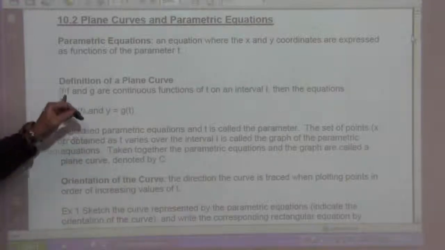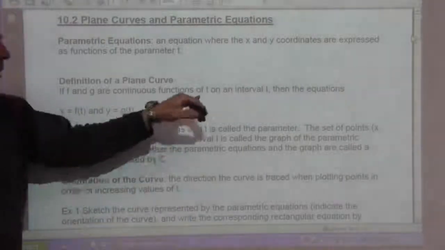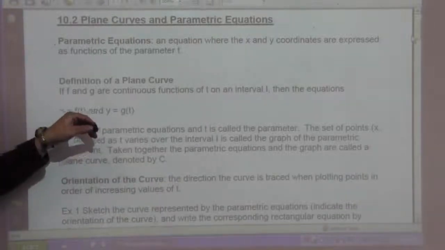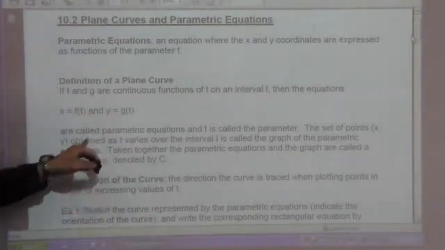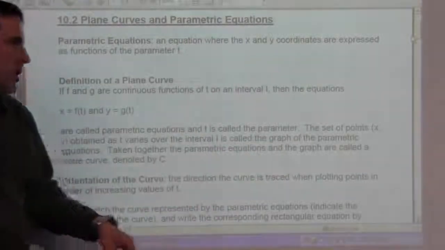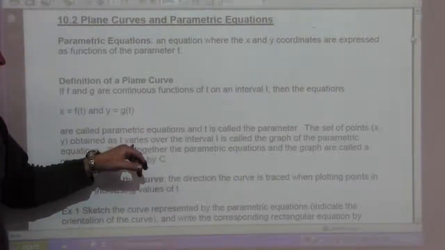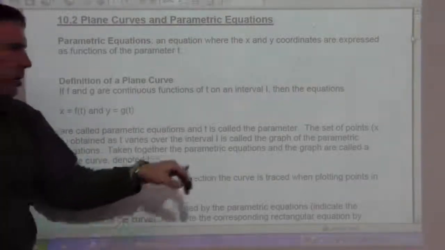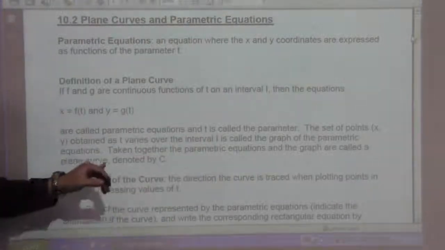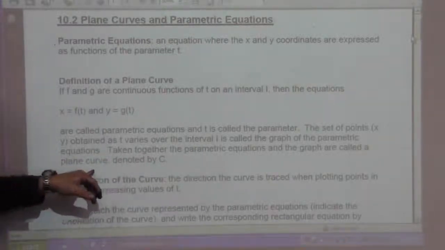Definition of a plane curve: if f and g are continuous functions of t on the interval I, then the equations x equals f of t and y equals g of t are called parametric equations, and t is called the parameter. The set of points x, y obtained as t varies over the interval I is called the graph of the parametric equations. Taken together, the parametric equations and the graph are called a plane curve, denoted by C.